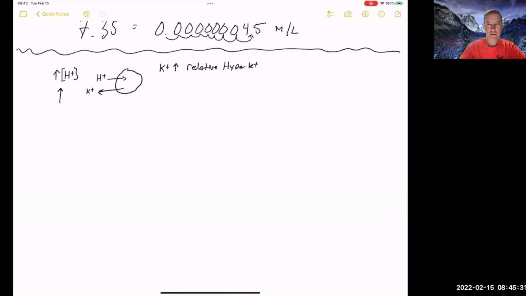And when that happens, the potassium levels will go down and everything will be okay. Or in some cases, as that potassium shifts back in the cell, you'll actually have a lowering of the potassium and you will actually have a hypokalemia. You'll have a hypokalemia.